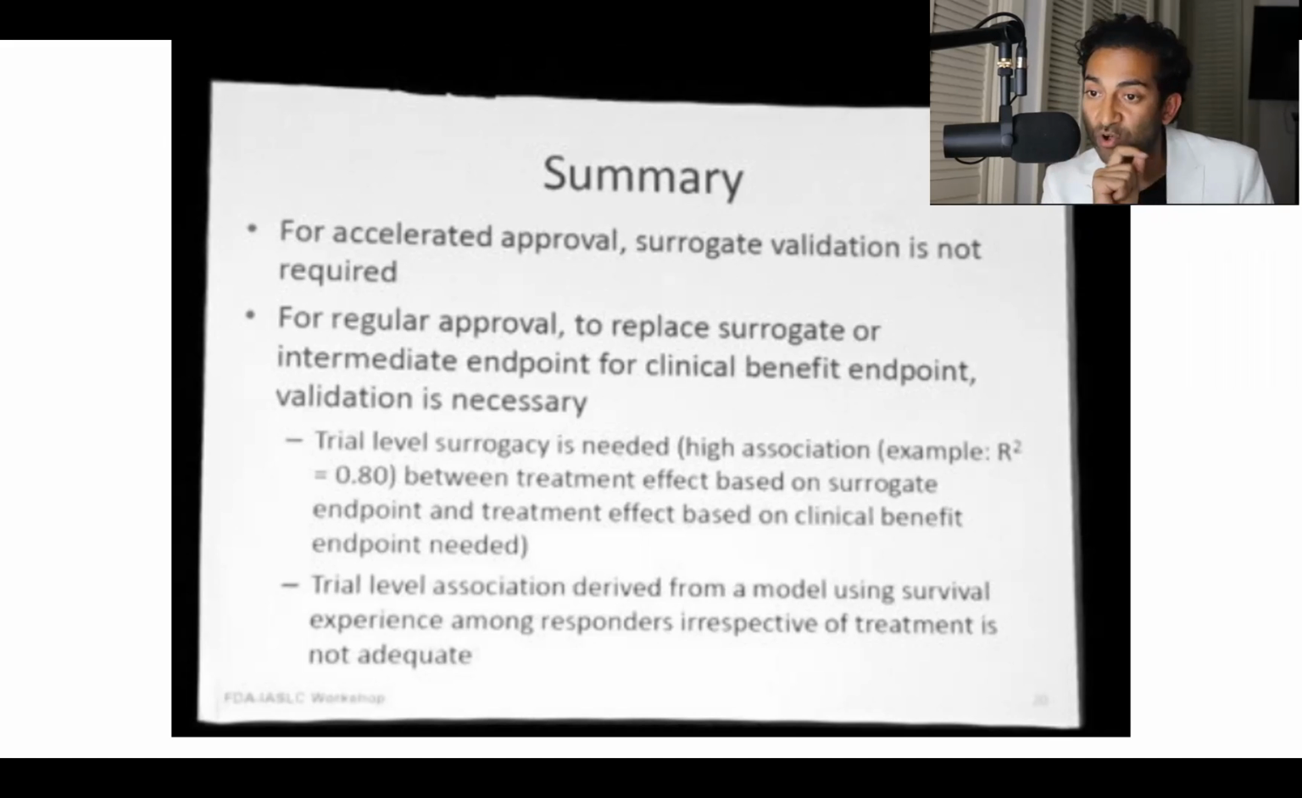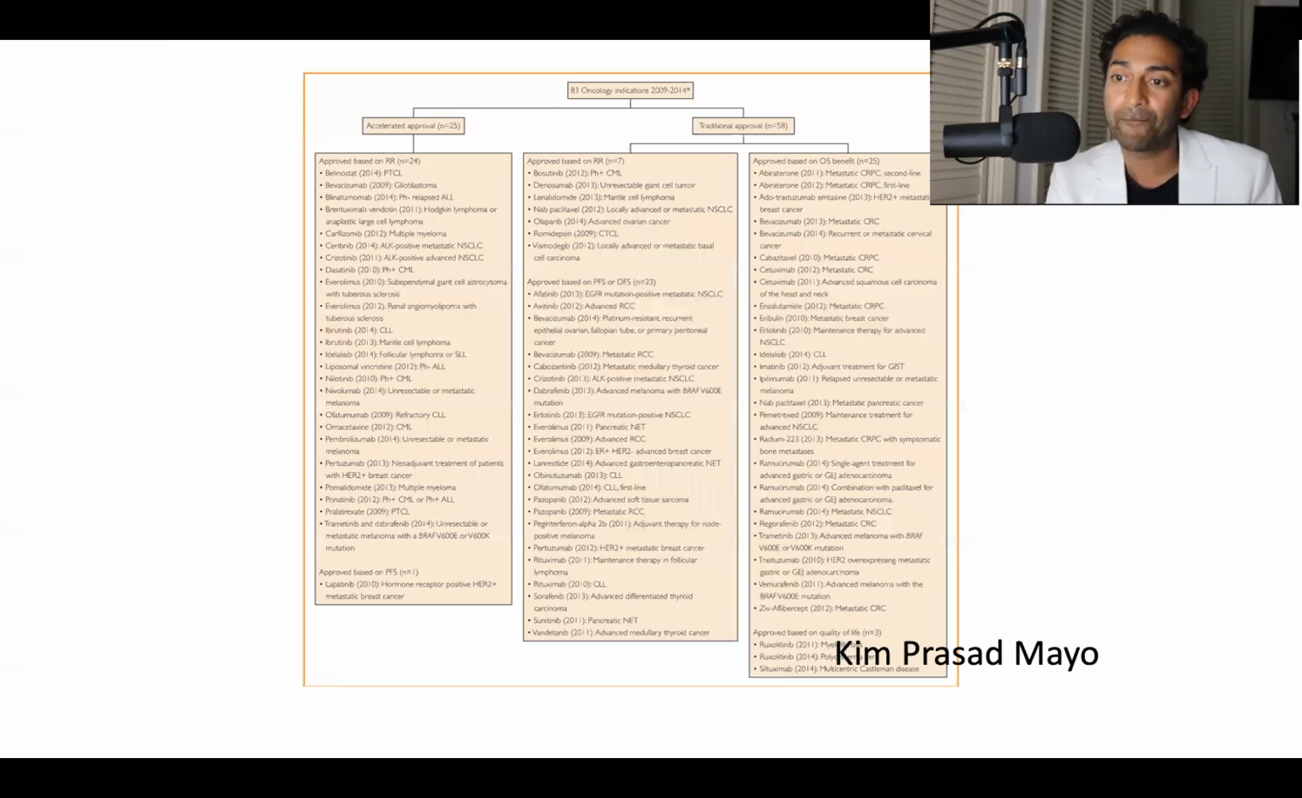For regular approval, to replace a surrogate or intermediate endpoint for clinical benefit endpoint, validation is necessary. Okay, I like that. Trial level surrogacy, for example, an R squared of 0.8 between the treatment effect based on surrogate endpoint and treatment effect based on clinical benefit is needed. So they're saying R squared 0.8, that trial level validation, exactly what I showed you. I like it. I think that's a fair threshold. I think rather consistent with German IQWiG.